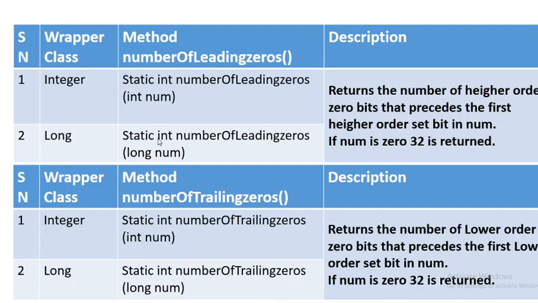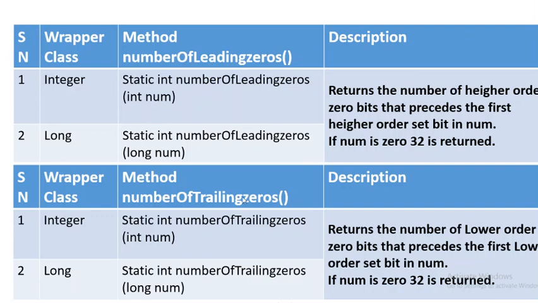The same thing will happen if you are using the Long wrapper class. The difference is that here you will call the Long wrapper class name, that is Long.numberOfLeadingZeros, and in brackets you can put an argument of long data type. Again it will count the number of leading zeros, and that number will be returned.